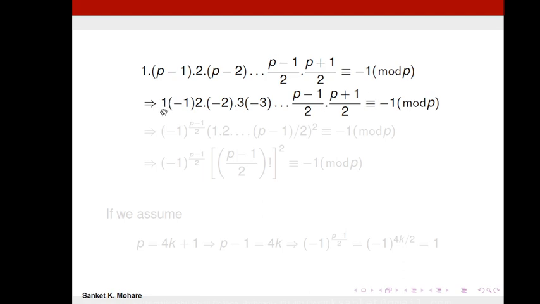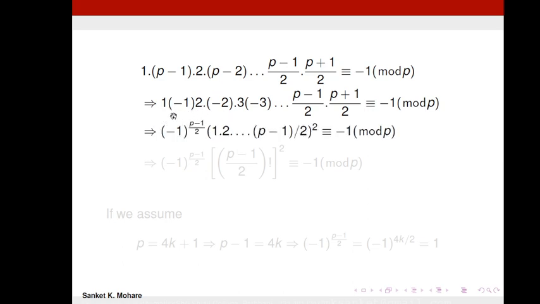So we know that p−1 is congruent to −1 modulo p. That's why 1 into −1. Similarly, 2·(p−2) is congruent to −2 modulo p, so 2 into −2. Similarly, 3 into −3, and so on, up to ((p−1)/2)·((p+1)/2).